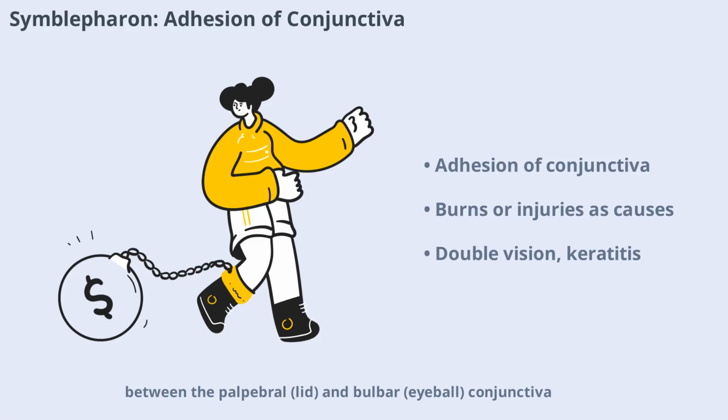eyeball conjunctiva, most often in the lower lid. Causes include burns, chemical injuries, or ulcerations that create raw surfaces. There are 3 types: anterior, at the lid margin, posterior, in the fornix, and total, complete adhesion. Symptoms include double vision, cosmetic disfigurement, and exposure keratitis due to restricted eye movement.